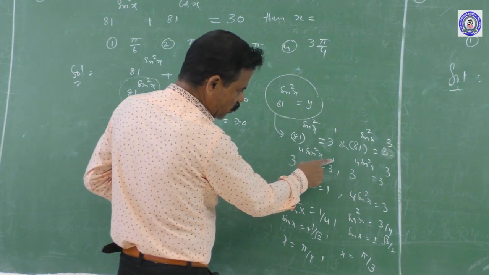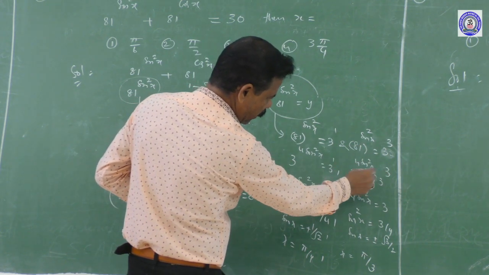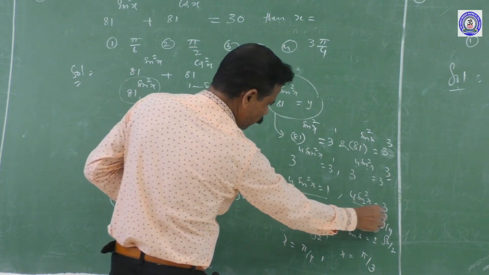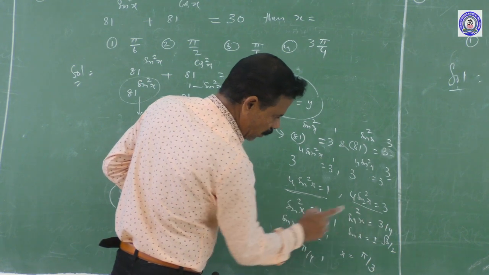Here 4 sin square x is equal to 1. Here 3 power of 4 sin square x is equal to this 3, so 4 sin square x is equal to 3. From these two equations, sin square x is equal to 1 by 4, and this sin square x is equal to 3 by 4.